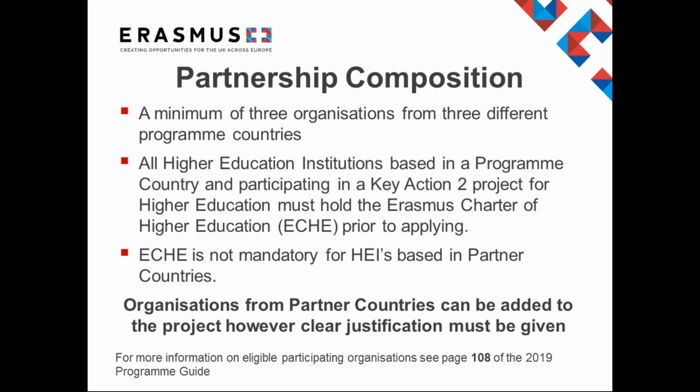As a general rule, strategic partnerships target the cooperation between organizations established in program countries. However, strategic partnerships can involve organizations from partner countries, which are countries outside Europe. Organizations from partner countries can only be part of a Key Action 2 project as partners and not as applicants, if their participation brings an essential added value to the project. This has to be justified clearly in the narrative sections of the e-form.